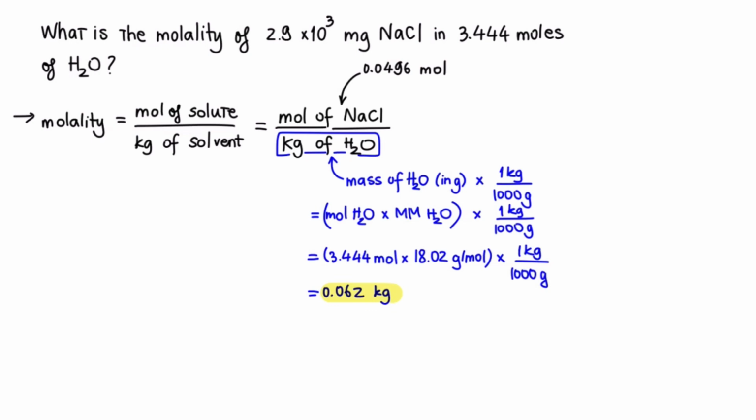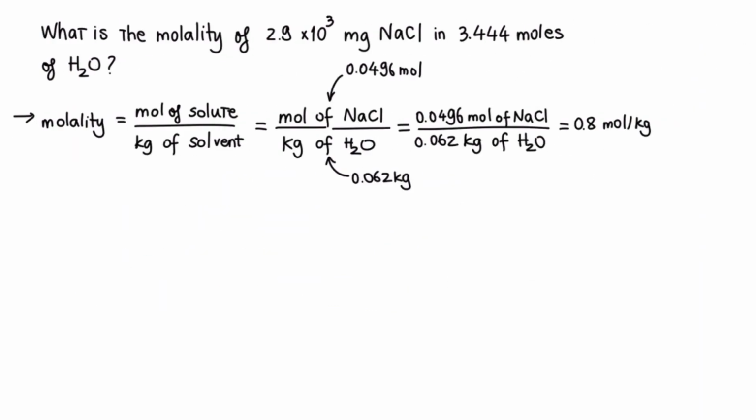0.062 kilograms of water. Now that we got the value of NaCl and we got the value of kilograms of water, let's substitute into the formula to calculate molality. That's 0.0496 mole divided by 0.062 kilograms of water. We're going to get an answer of 0.8 moles per kilogram. And that's the answer to this problem.